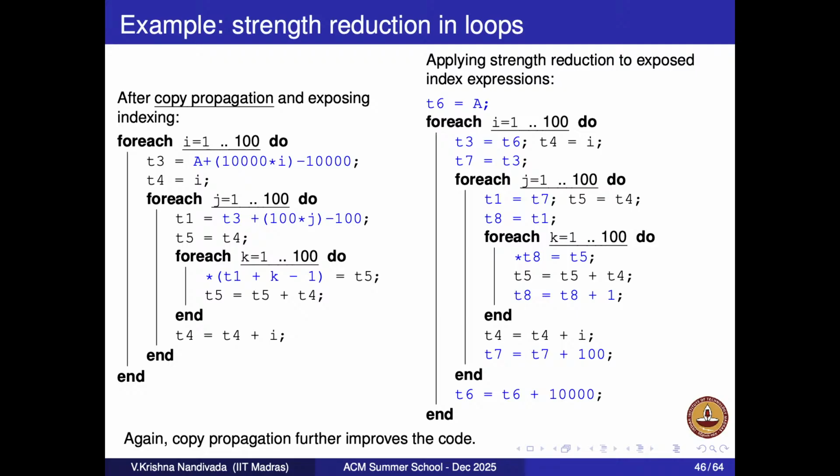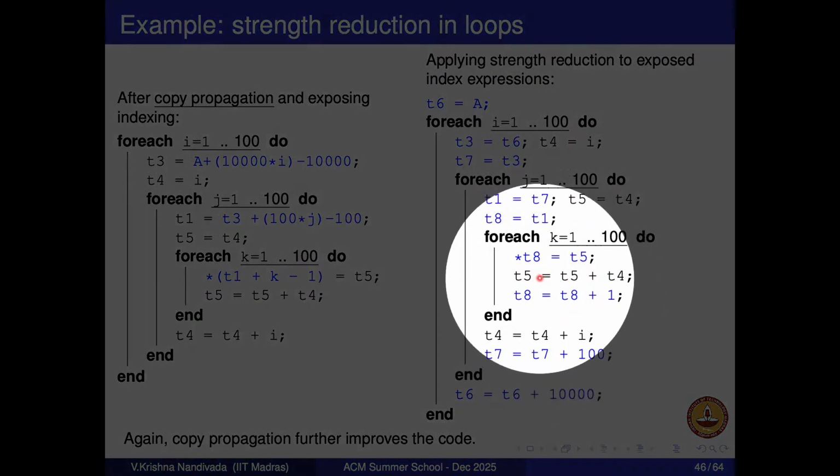I'll tell you something more interesting. The star T8 equal to T5 and T8 plus 1. Just look at these two blue instructions. Stare at it for some time. Do you see something? Does something strike you? I am only saying just focus on this loop, the blue ones in the middle: star T8 equal to T5 and increment T8 by 1.